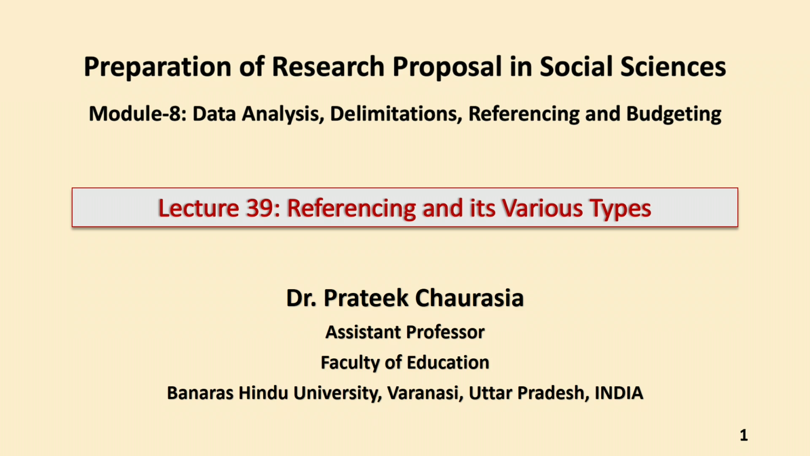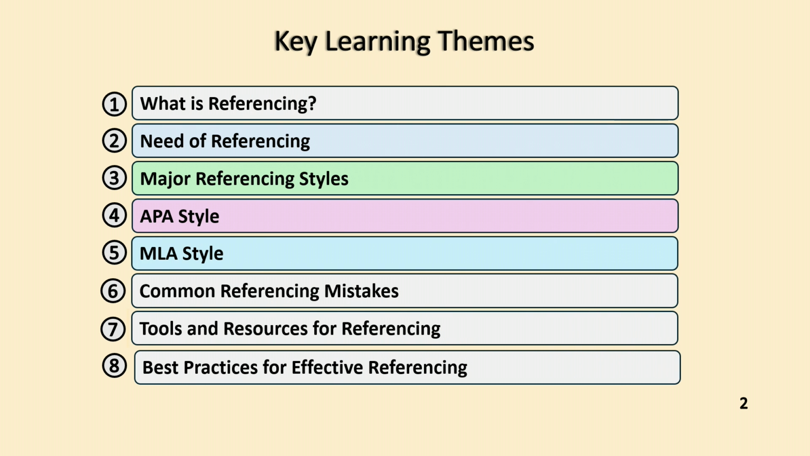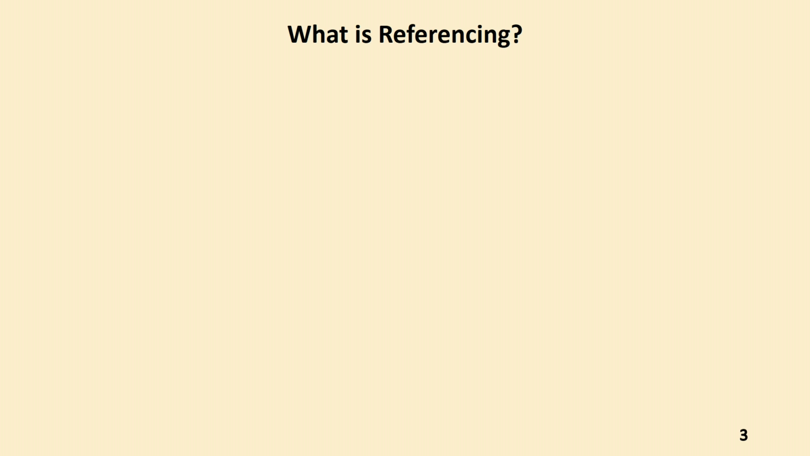Today we are going to discuss our lecture number 39, which is based on referencing and its various types. Key learning themes: what is referencing, need of referencing, major referencing styles, APA style, MLA style, common referencing mistakes, tools and resources for referencing, and best practices for effective referencing. So let us discuss all this one by one.